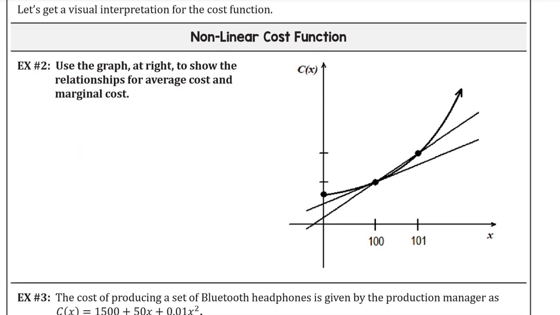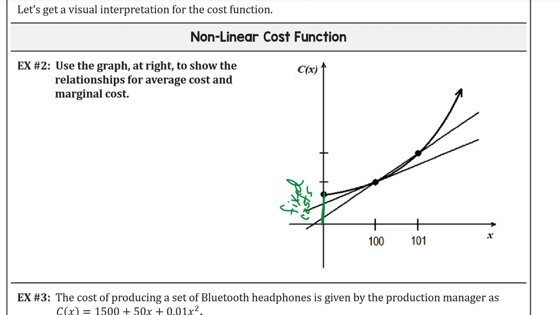All right, so example 2 shows us a graph, and it says use the graph at right to show the relationships for average cost and marginal cost. Okay, so some things to point out here on the graph is, first off, that right here, this is our fixed costs. So even if we don't produce anything, that's things like your rent, your electricity, any supplies or employee costs that you have before you produce one item.